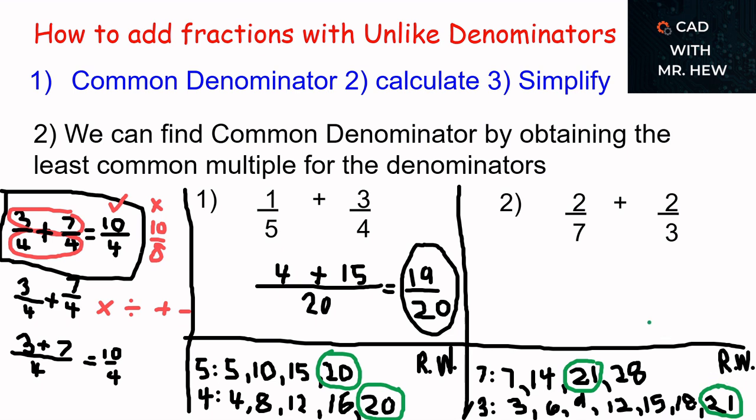All right. So what we're going to do now, having found the least common multiple for the denominators that were given, which in question 2 is 7 and 3, we're going to draw a line.